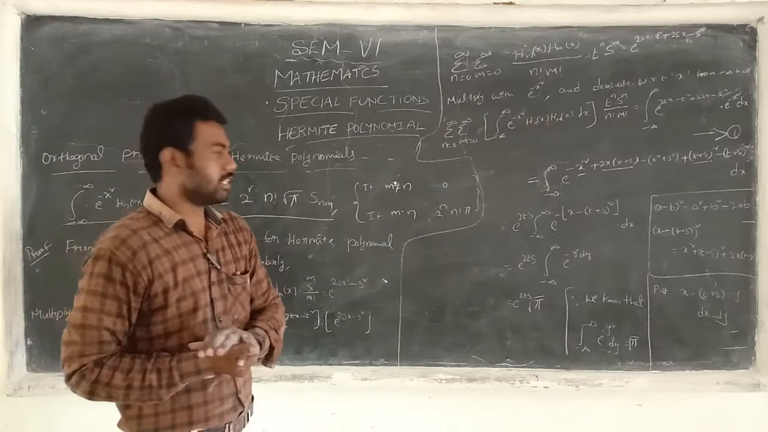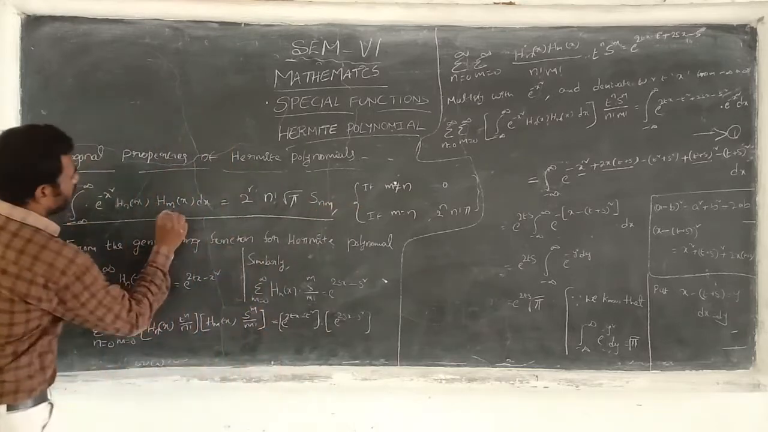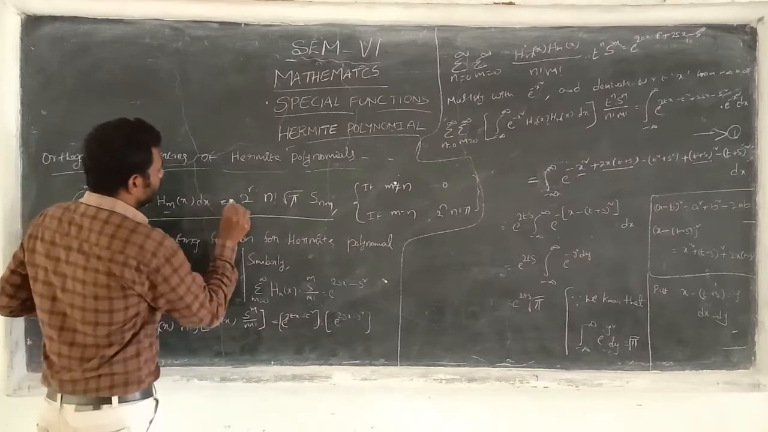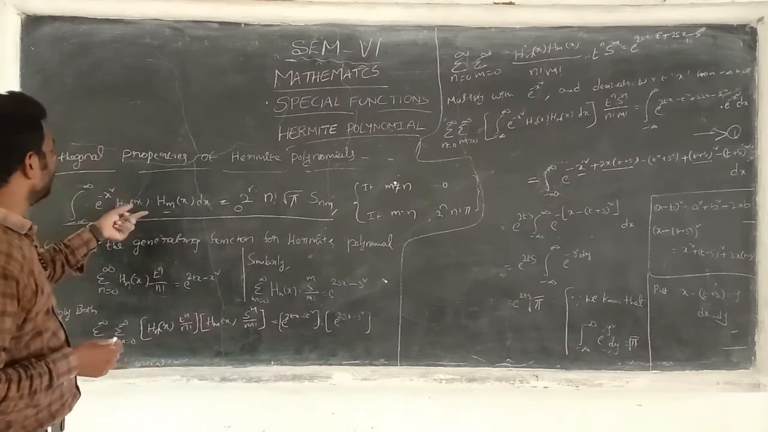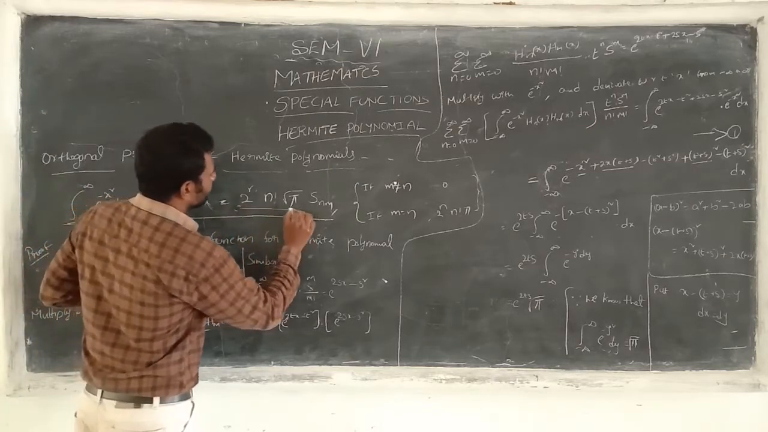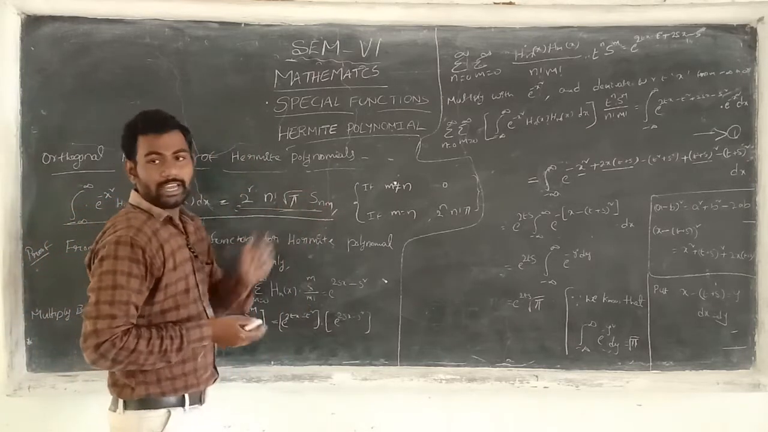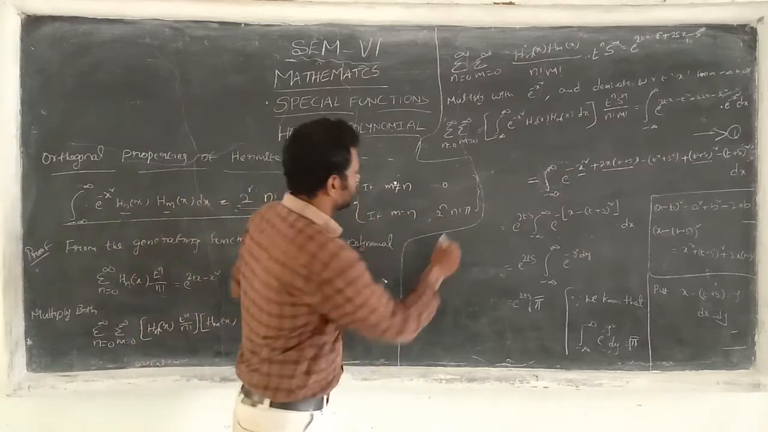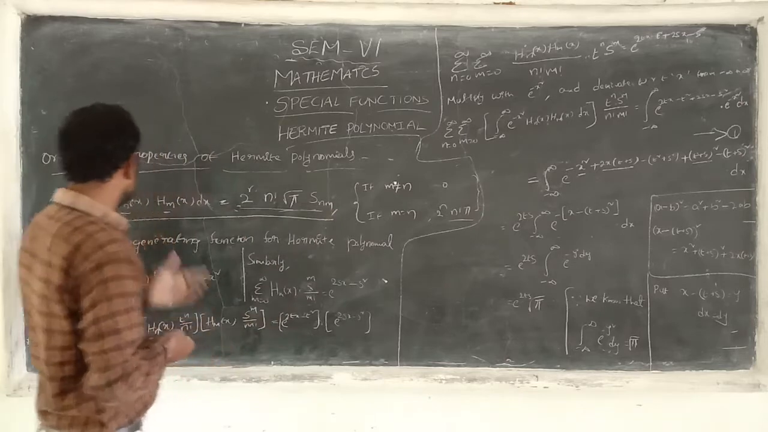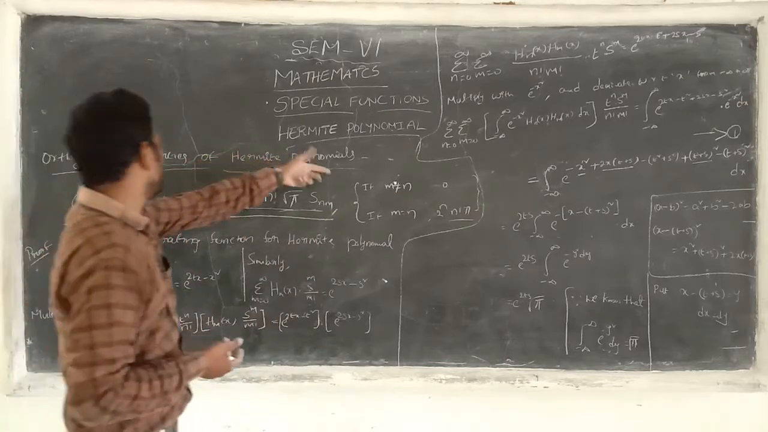Here we have two conditions. If m and n are not equal, the integral equals 0. Suppose n equals m, then the value is 2 power n into n factorial into root pi into delta nm. So this is the orthogonal property of Hermite polynomials.